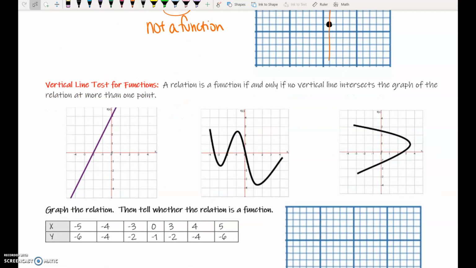So if a vertical line intersects the graph at more than 1 point, it is not a function. If vertical lines don't intersect more than 1 point, it is a function. So imagine putting hundreds, thousands, millions of vertical lines through this. Would any of those vertical lines touch more than 1 point at one time? No. So this one is a function.